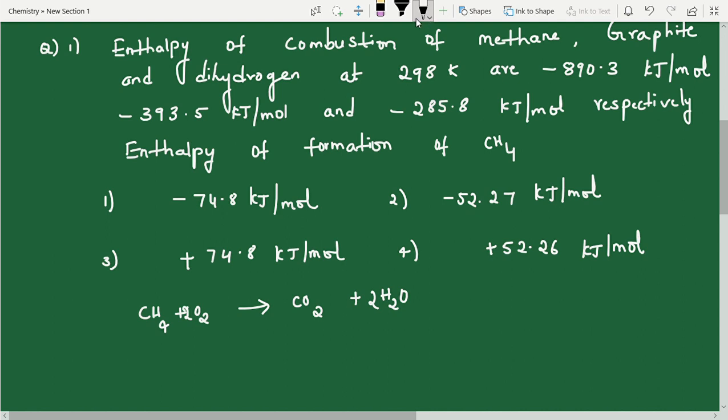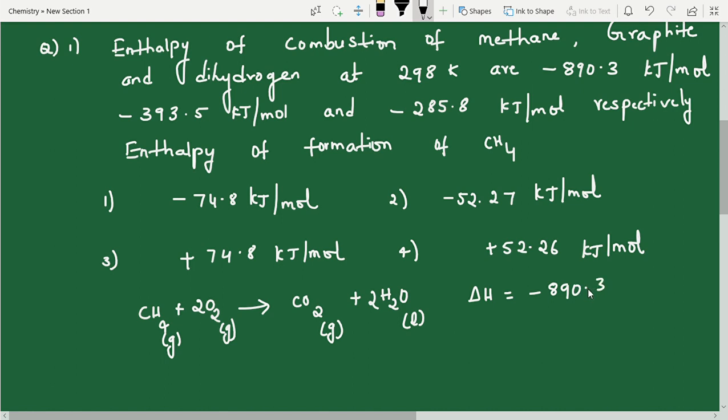And the standard state. What is the standard state, students? Methane standard state is gaseous. Oxygen standard state is gaseous. Carbon dioxide is gaseous, water is liquid. So what is the value they give here? Delta H, how much do they give? Delta H equals minus 890.3.